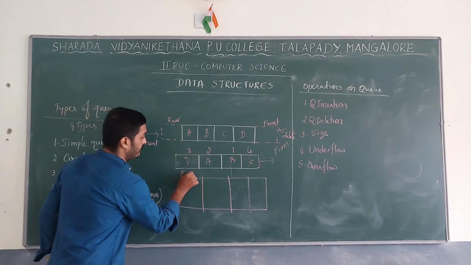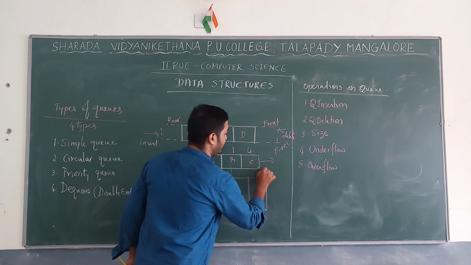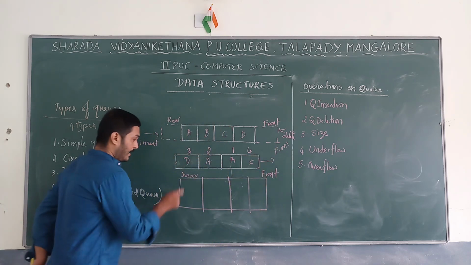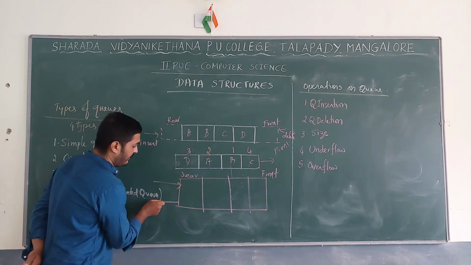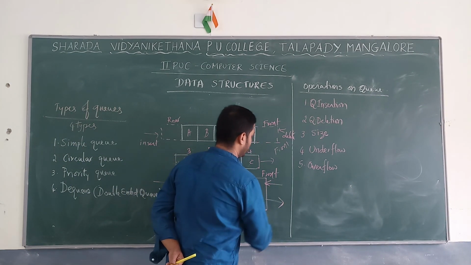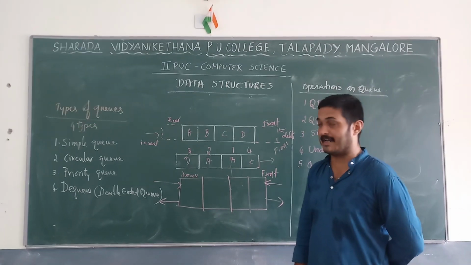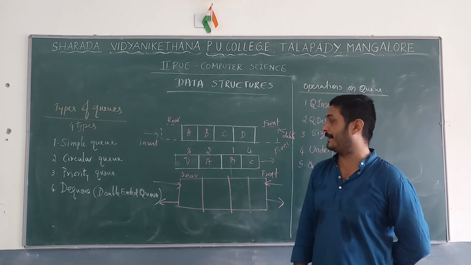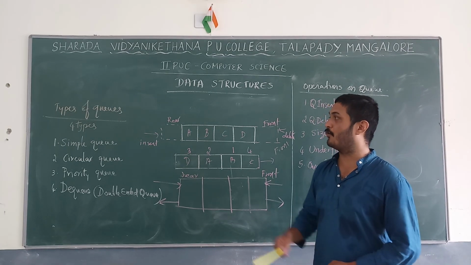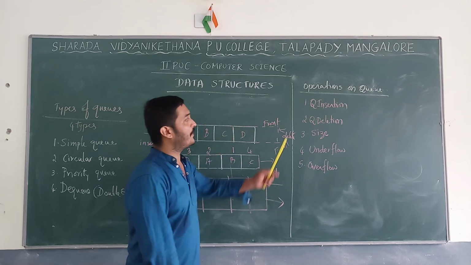You can refer to this one as the rear end, and here it is the front end. At the rear end we can insert and delete, and at the front end also we can insert and delete. So it is called DQ, or double-ended queue. Okay, these are the four types of queues. And next, what are the operations on queue?